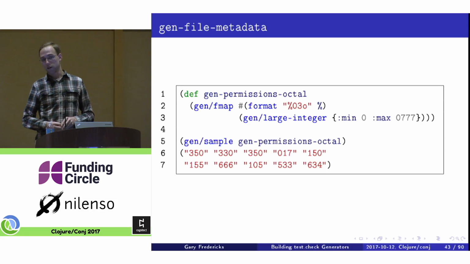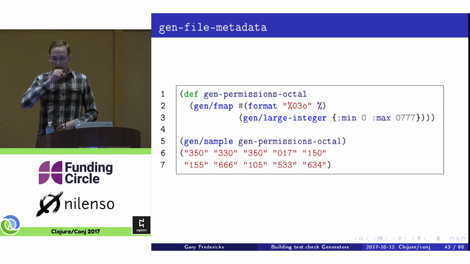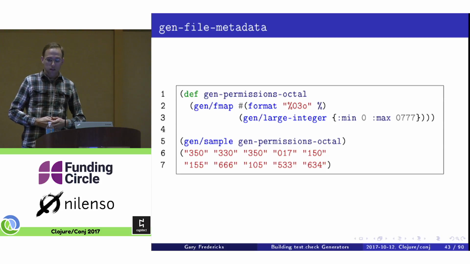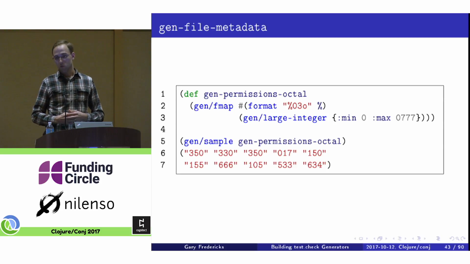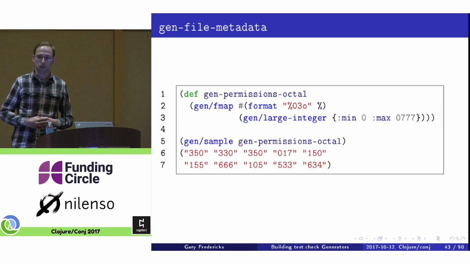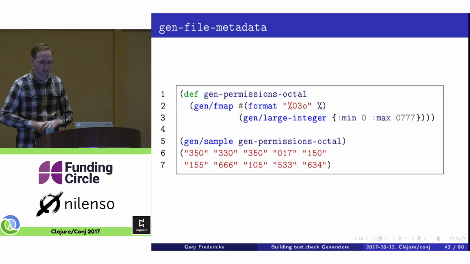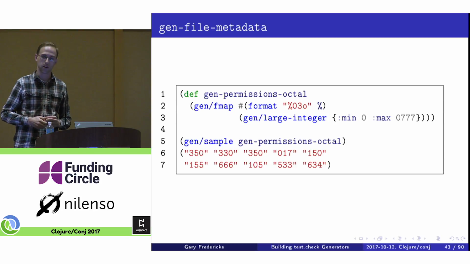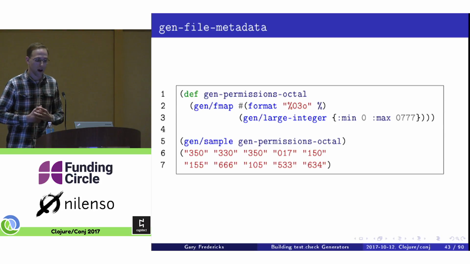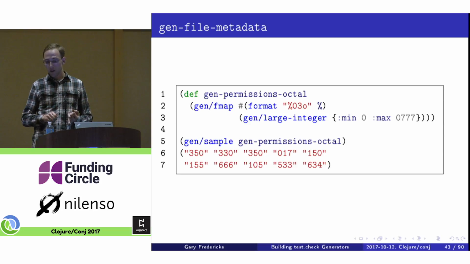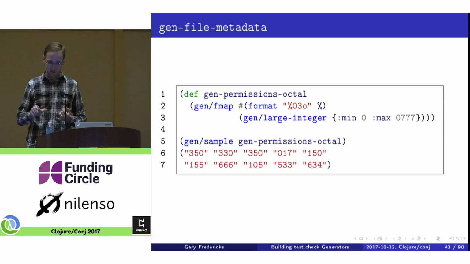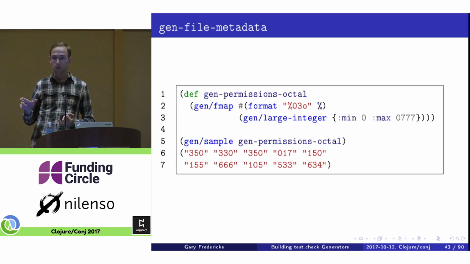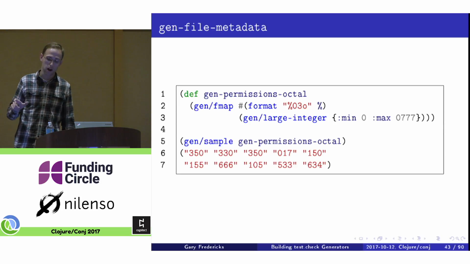We might also want to generate metadata. And just to make this interesting, let's say that when we generate the permissions on a file or directory that we want it to be in the octal format. So there's not any sort of obvious built-in way to generate octal strings in test.check. But you could just generate the underlying number that's represented by an octal string, which is a number from 0 up to the largest 3-digit octal number.